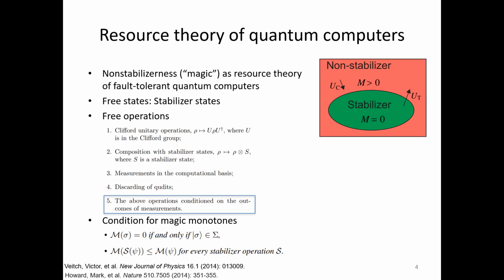So we perform, let's say, a measurement in a computational basis. Depending on whether we get a 0 or 1 outcome, you make a different Clifford operation. This will be the key point, this point 5 will come back again and become very important later on. And if you now define a magic monotone, we consider these 2 conditions: it should be 0 if and only if the state is a stabilizer state, and it should be non-increasing under stabilizer operations.